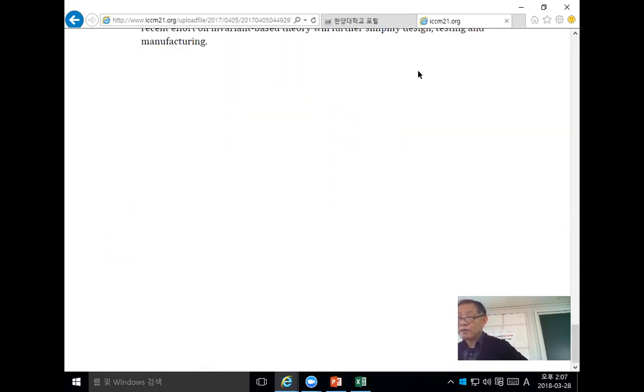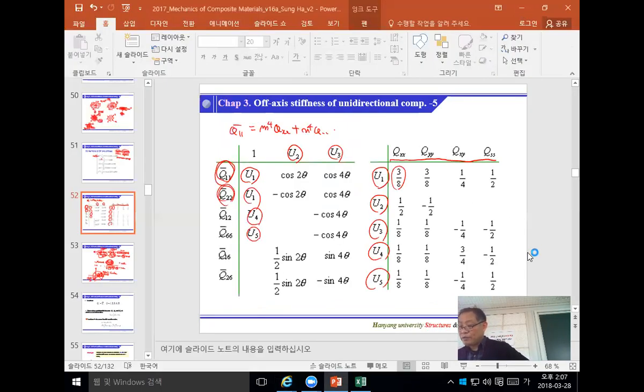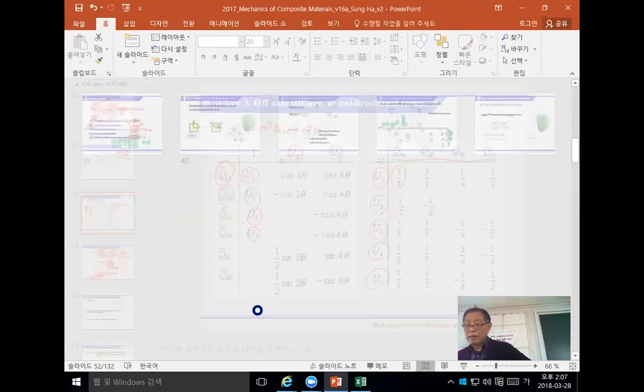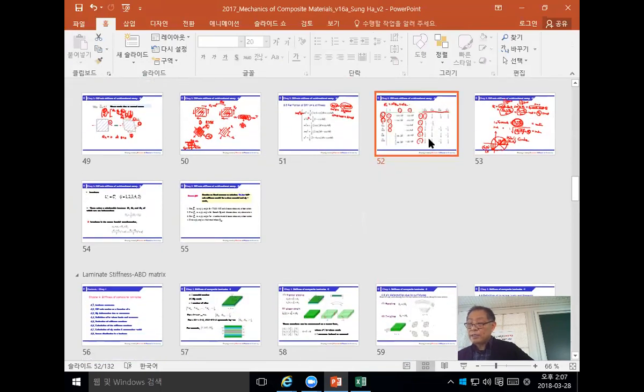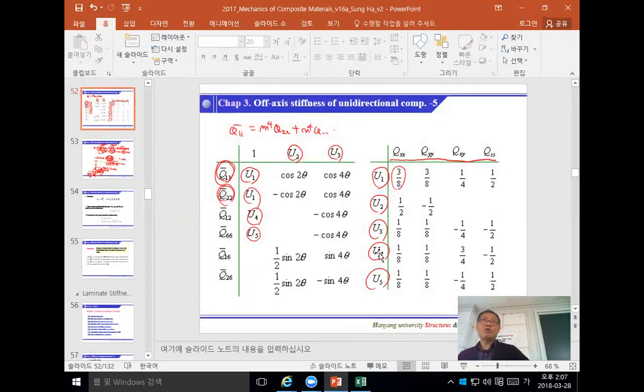This is not much information, but anyhow, if we have a chance, we will get back to that one. The point here is that these Q, U1, 2, 3, 4 can be very important terms. Okay.